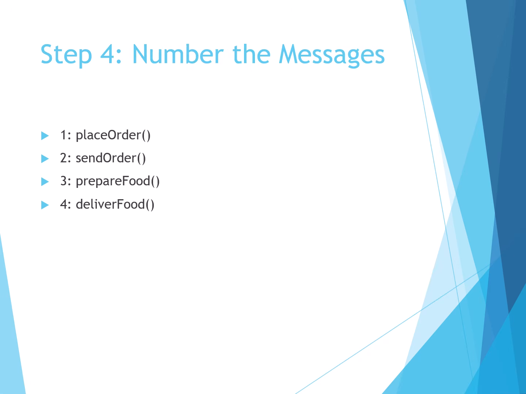Now number the messages. You find the messages from the scenario, so you have to number them. As I told, 1 is place order, 2 send order, 3 prepare food and 4 deliver food. This preserves the same logic as the sequence diagram, right?